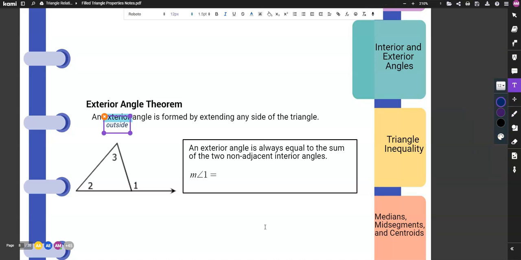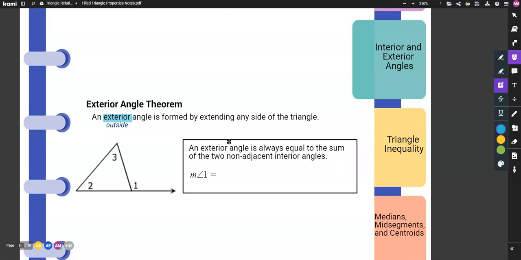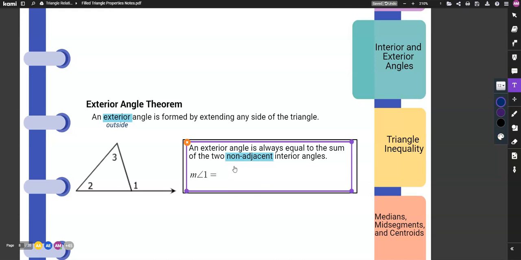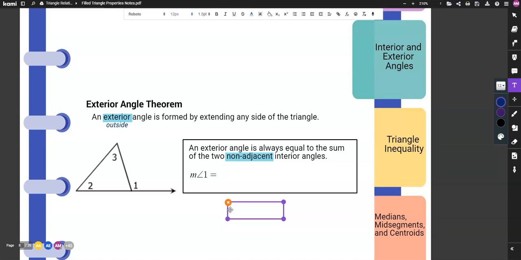An exterior angle is always equal to the sum of the two non-adjacent interior angles. So what this is saying is that the exterior angle is equal to the sum of the two angles that do not touch. So these are not touching. You may also hear this called remote exterior or remote angles.